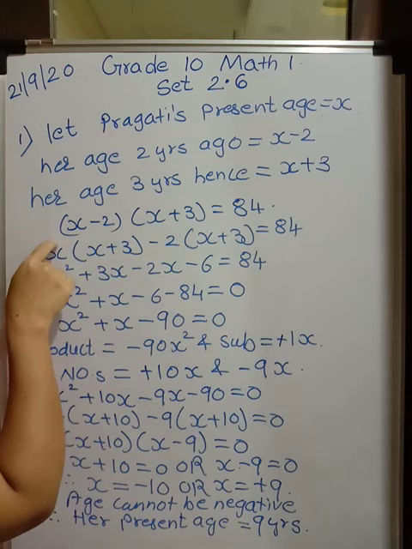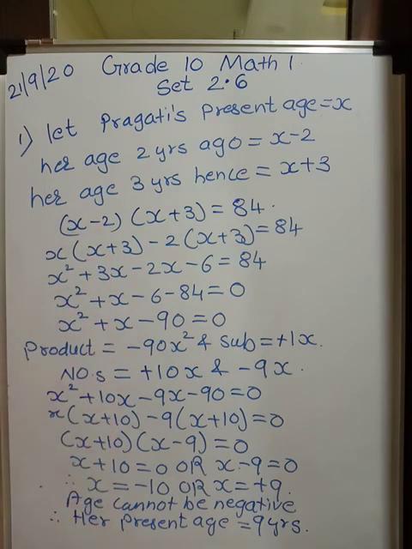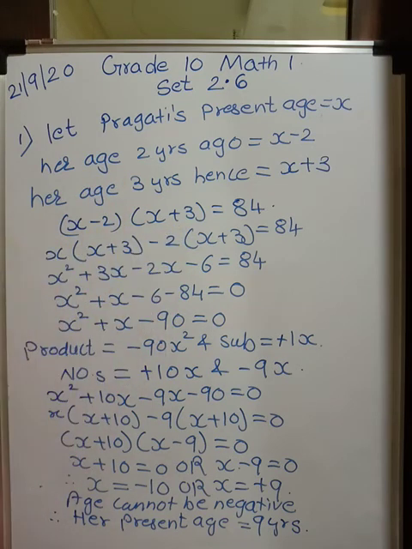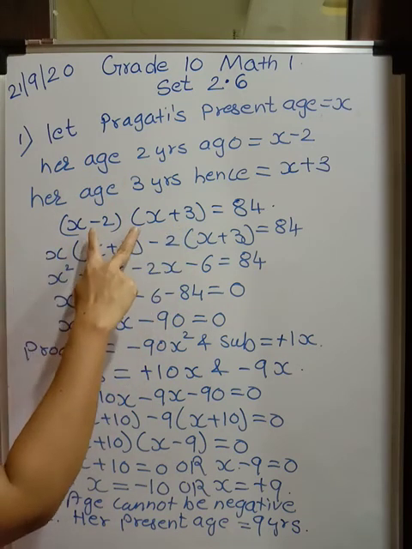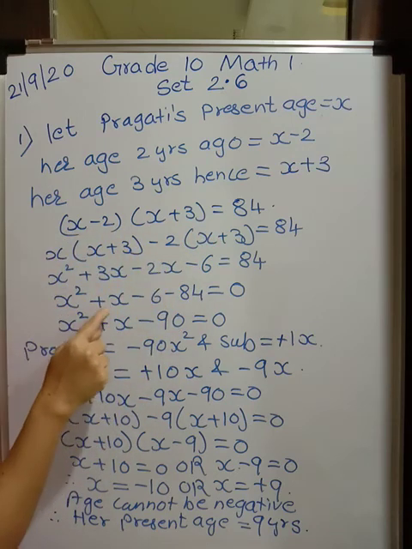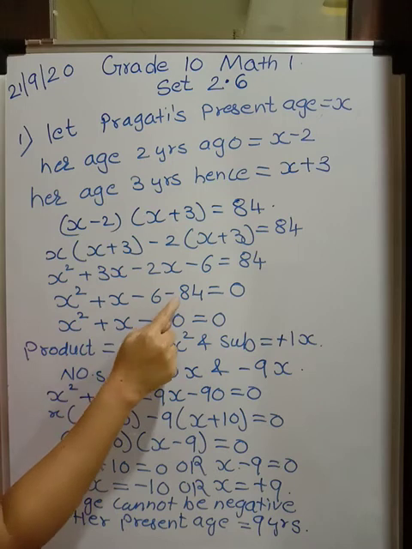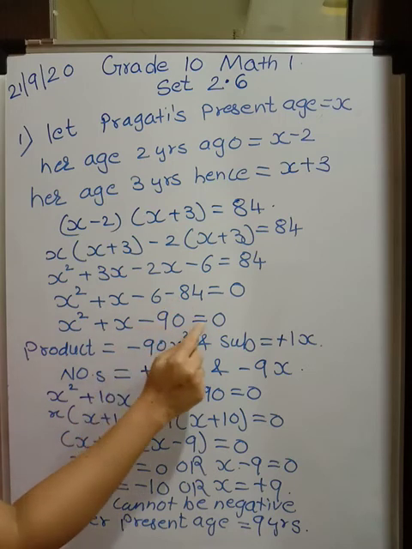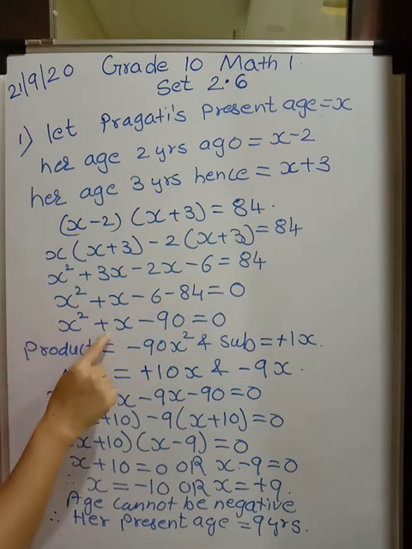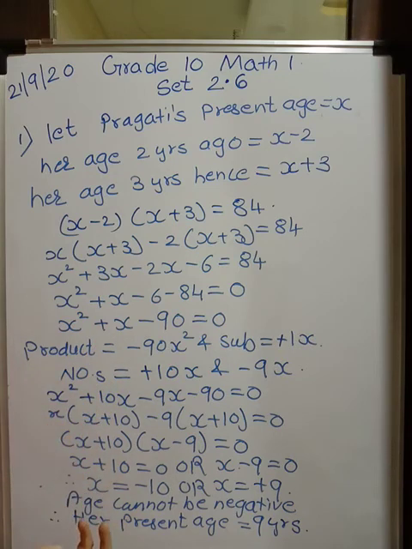Once you get this equation, it is very easy to solve the quadratic equation. This is an important step. Convert the word problem into the mathematical form. Now multiply these two brackets over here like this. First by x, then by minus 2. You get x square plus x minus 6 minus 84, that becomes minus 90, is equal to 0. Now look very carefully. We have to solve the quadratic equation, either you can use the formula or you can go by factorization. Both are allowed.